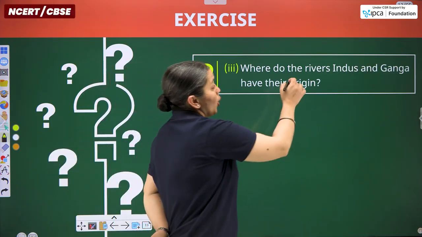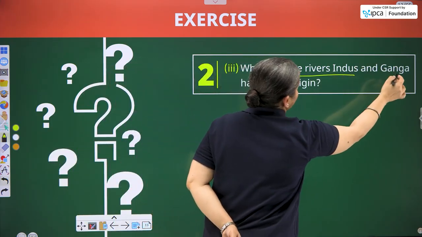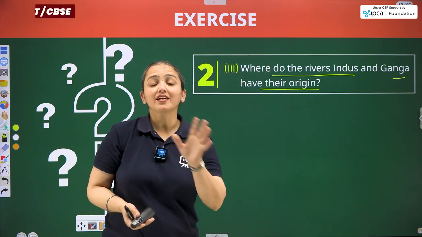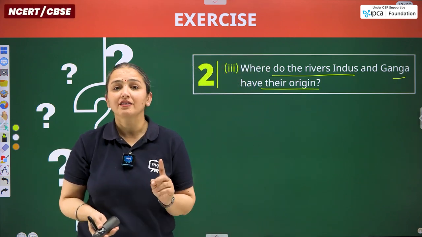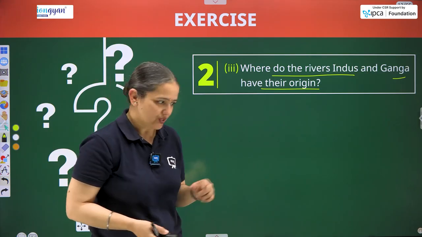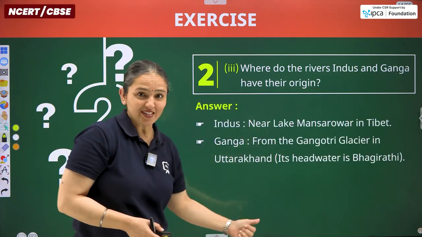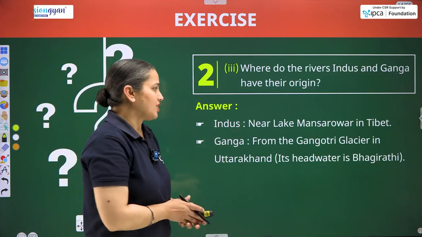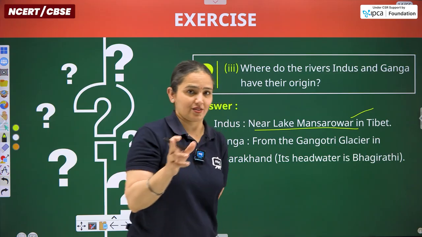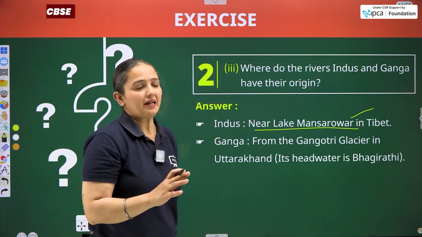Next question, where do the rivers Indus and Ganga have their origin? Both of them have their direct or indirect origins in the Himalayas. Why have I stated indirect? Because the answer is in this answer. As Indus originates near Lake Mansarovar in Tibet, it is the direct origin from the Himalayas itself.